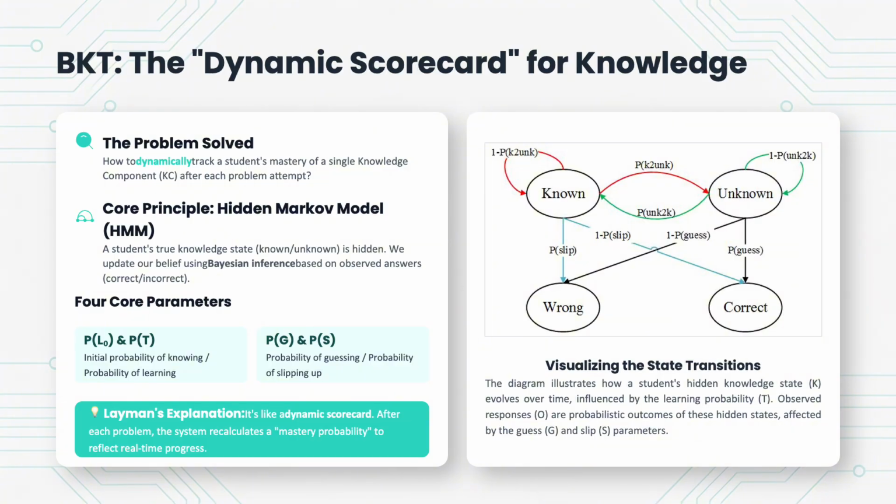Using Bayes' theorem, BKT updates the probability of that hidden switch being on, known, or off, unknown, based on each observed answer. This update relies on 4 key parameters: the initial probability of knowing the skill, the probability of learning it, and the probabilities of guessing or slipping up on a question. A great way to think about BKT is like a dynamic scorecard. With every problem a student solves, we recalculate their mastery score, giving us a real-time picture of their learning journey.